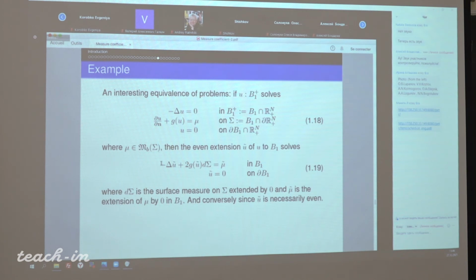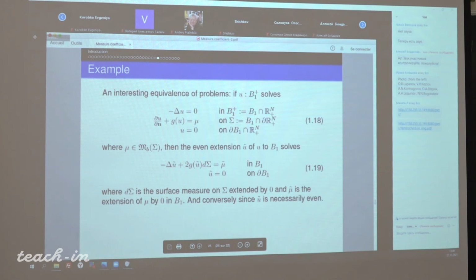Then what you find, which is very interesting, is this problem: minus the Laplacian of u tilde plus twice g of u d sigma equal to mu. d sigma is a surface measure on B1 intersect with the plane. And now you call mu tilde just an extension of mu by 0 in B1. So if you want to solve this problem, you are reduced to solving this problem. And conversely, since you solve this problem here, because of uniqueness you have a solution which is necessarily even, and then it satisfies this.